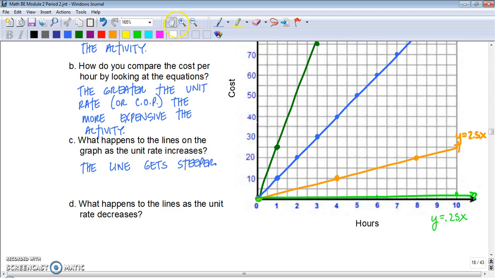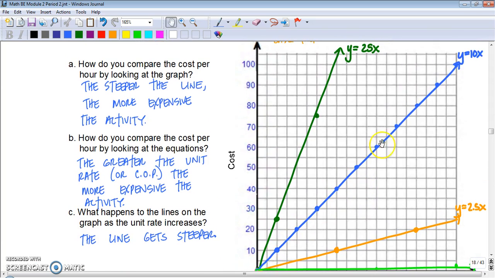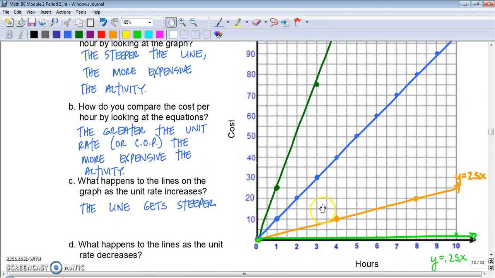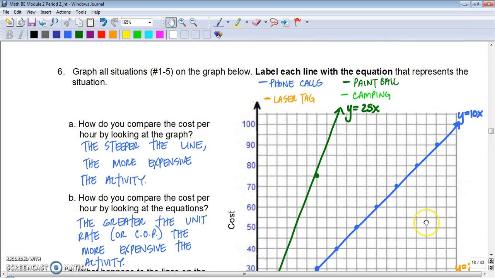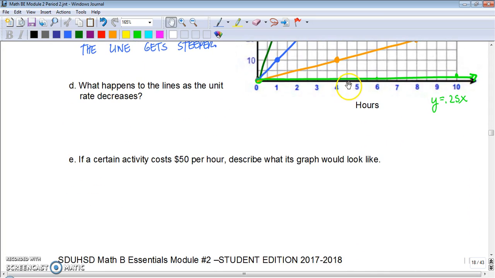So the activities that were kind of in the middle for cost literally fall in the middle of the graph. So that would be the one in blue, which was phone calls, and the orange one, which was laser tag. So those kind of had a middle cost. This one was the most expensive, and this one was the cheapest. What happens to the lines as the unit rate decreases? The line gets less steep.